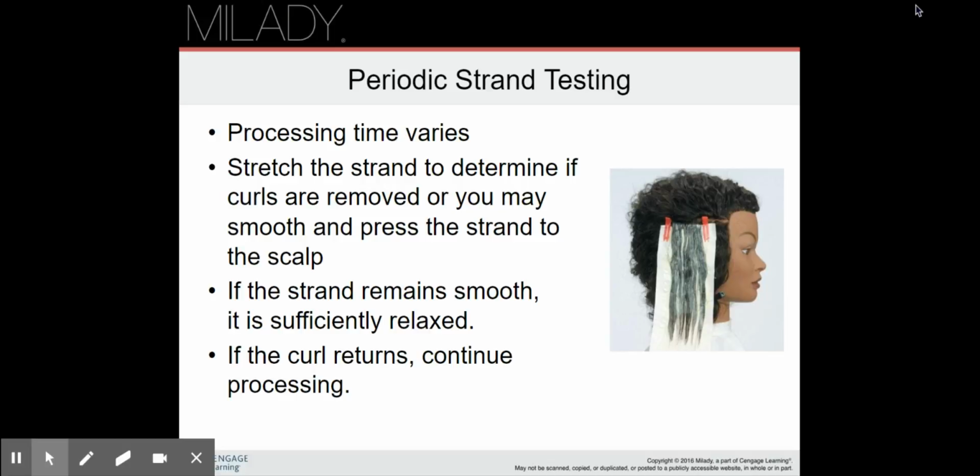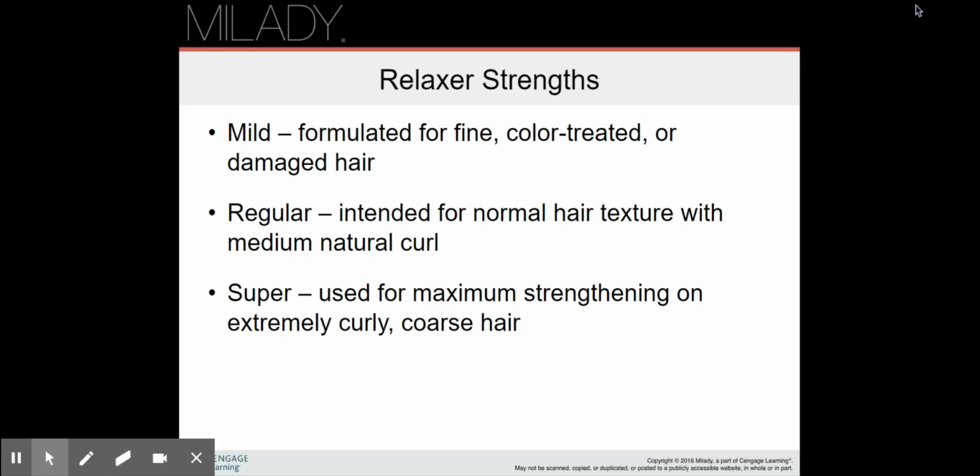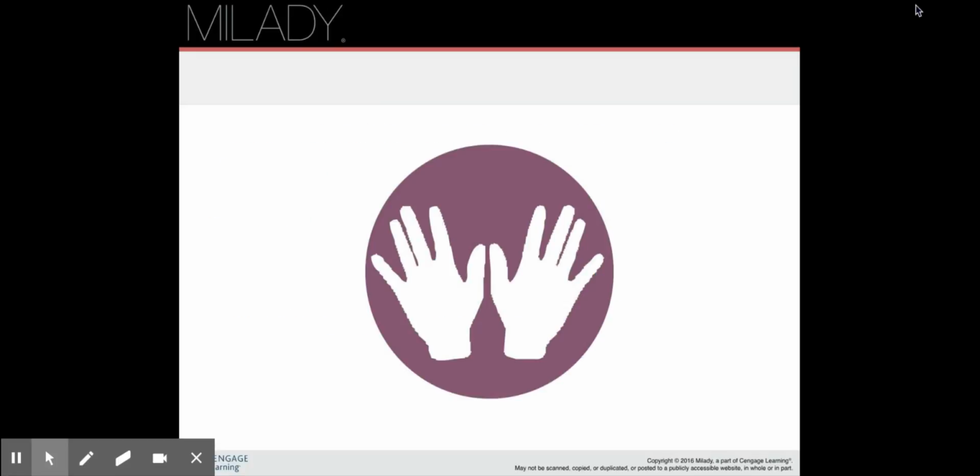Okay, part 4 of the chemical texture service. So we left off here, processing time. What we were talking about was relaxer strengths.